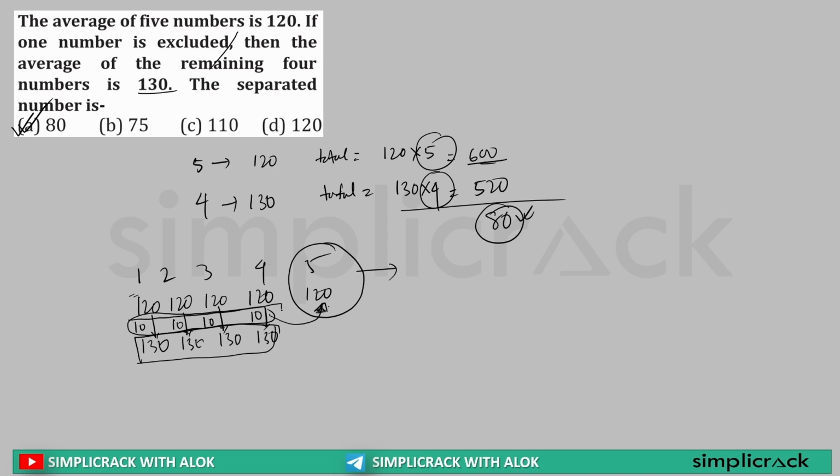These numbers were actually added where? In the fifth number. What is the total number that was added in the fifth number? That is 10 plus 10 plus 10 plus 10, that is 40. So I can say, sir, fifth number plus added number was what? The average, that is 120. So sir, fifth number plus added number 40 is equal to 120. So sir, fifth number is 120 minus 40, that is 80.